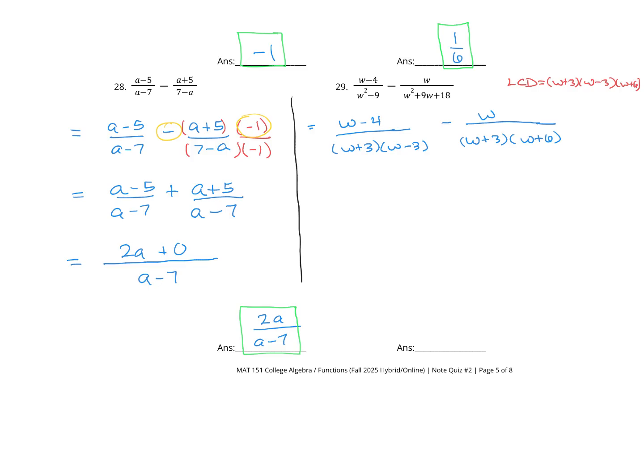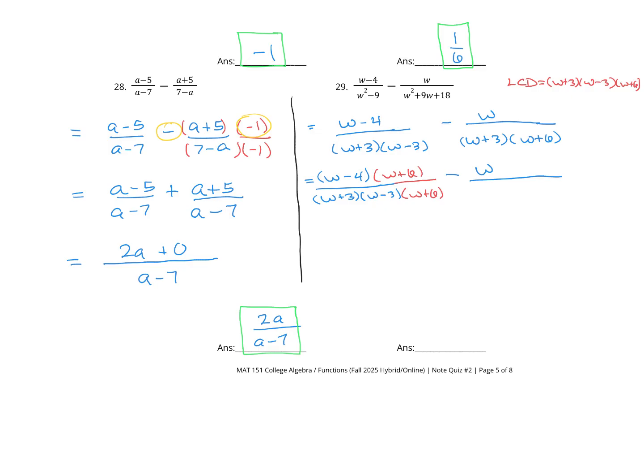Next up, we multiply the top and bottom of each fraction by what's missing. So the first one is w minus 4 over top of w plus 3, w minus 3. What's missing is the w plus 6. So we do that above and below. And again, we're just multiplying by 1.